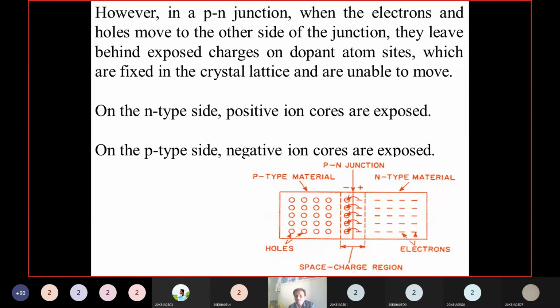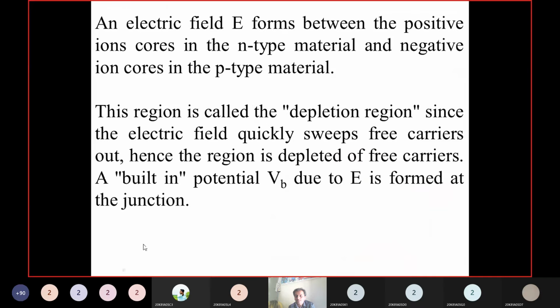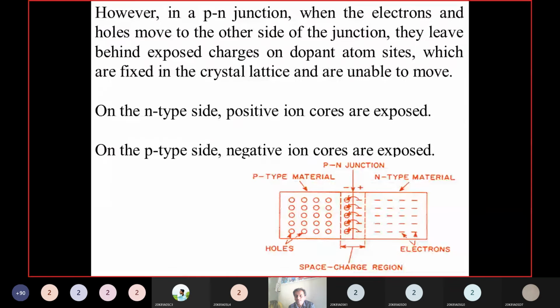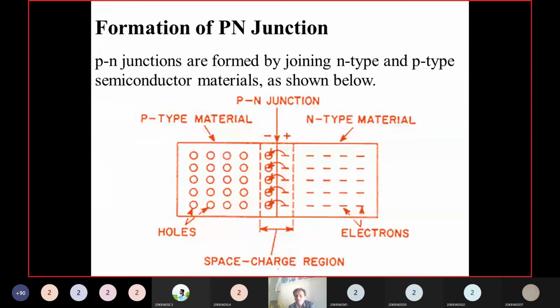So this is about the PN junction. How will the junction be formed? Initially, electrons will move from the N region to the P region. Similarly, holes will move from the P region to the N region. That is the initial process. So if electrons are moving from the N region to the P region, what happened?